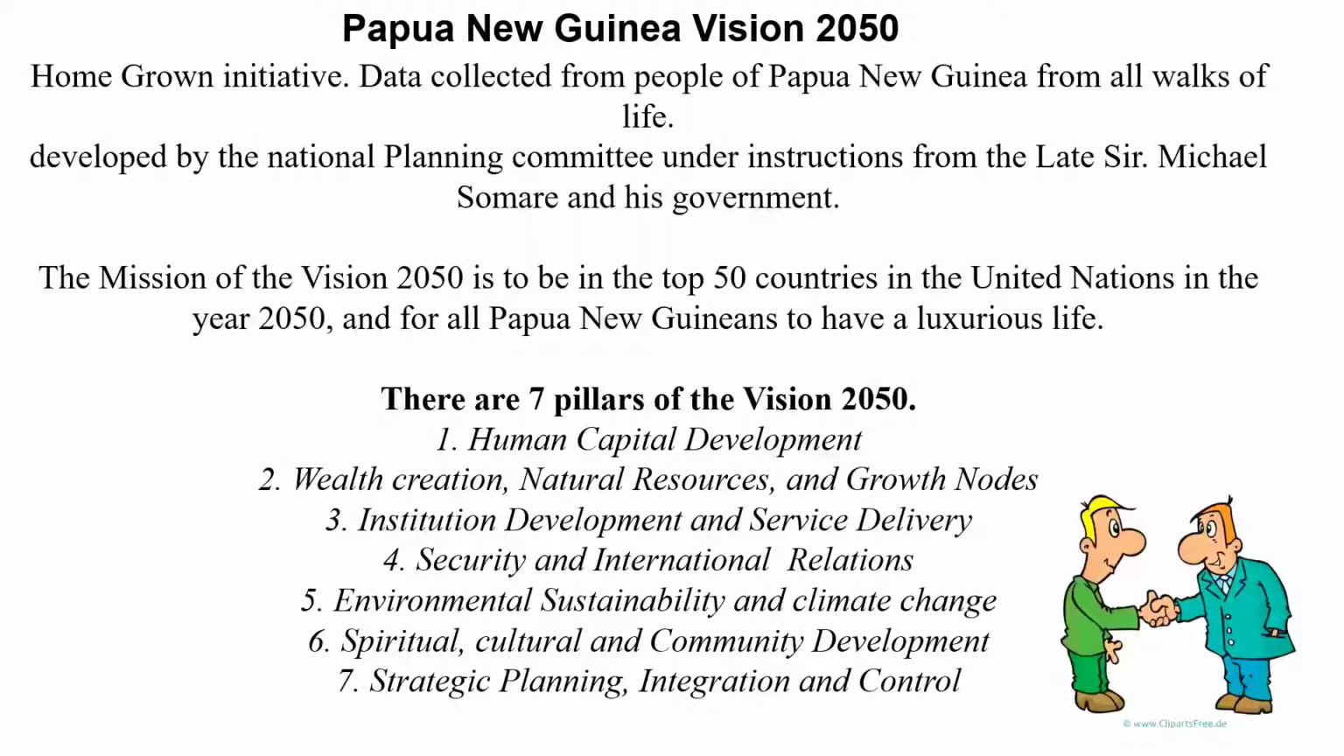Number 6, spiritual, cultural, and community development. This means to ensure that people of PNG are spiritually and culturally rich in their persons and to contribute wholly to their community. And number 7, which is the strategic planning, integration, and control. This means to unify PNG and to strategically plan their parts taken.